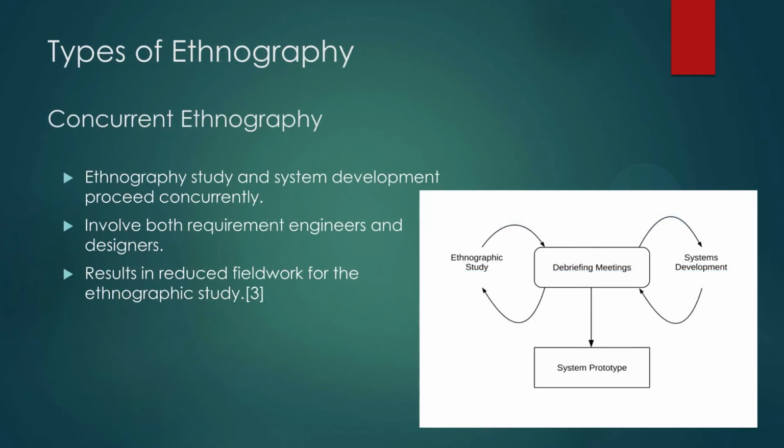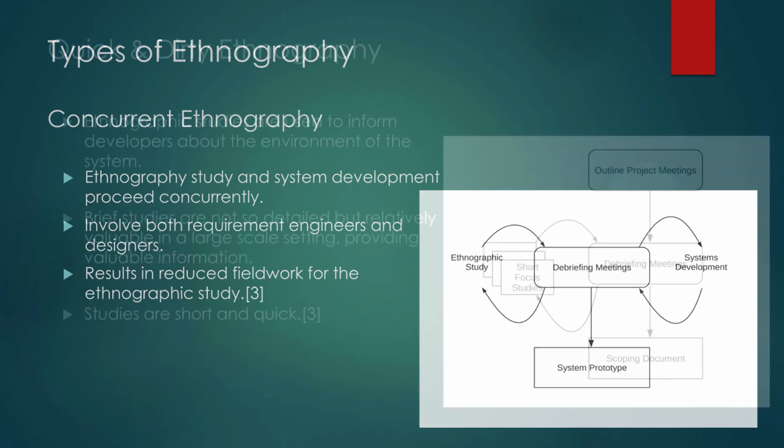Types of ethnography. Concurrent ethnography. In this approach, the ethnographic study takes place at the same time as the system is developed. The study is followed by a debriefing session involving both the requirements engineer and the designers. A prototype is constructed, then in the meantime, a further ethnographic study is conducted by the engineers. This study results in a decreasing rate of utility of fieldwork for the design of a system.